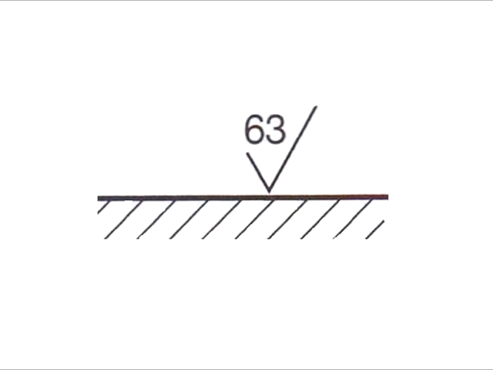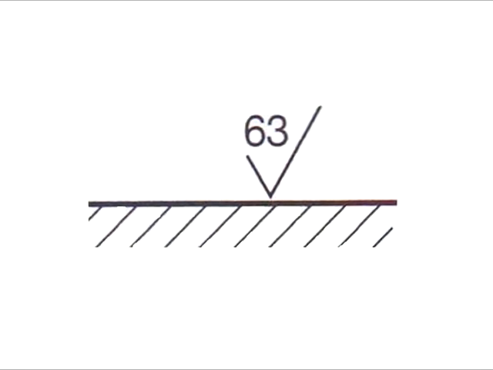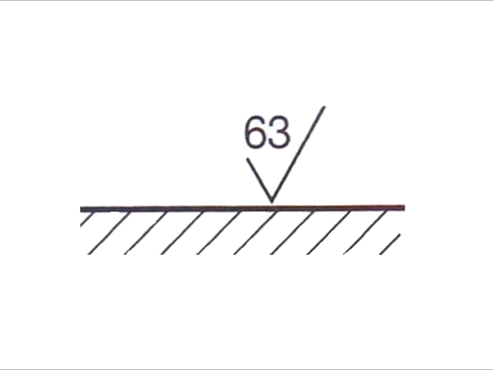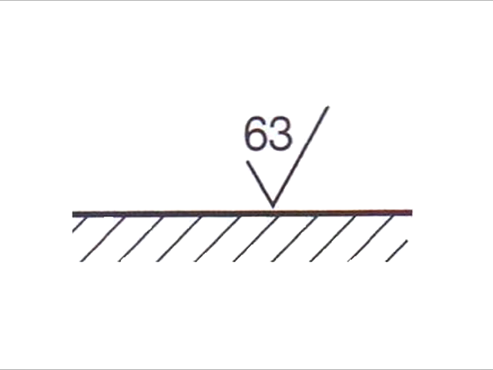However, if a number appears above the symbol, well, that's an indication of maximum roughness. And in this case, the 63 indicates that this surface cannot be rougher than 63 microinches. And in machine shop lingo, 63 microinches is described as being a good machine finish.